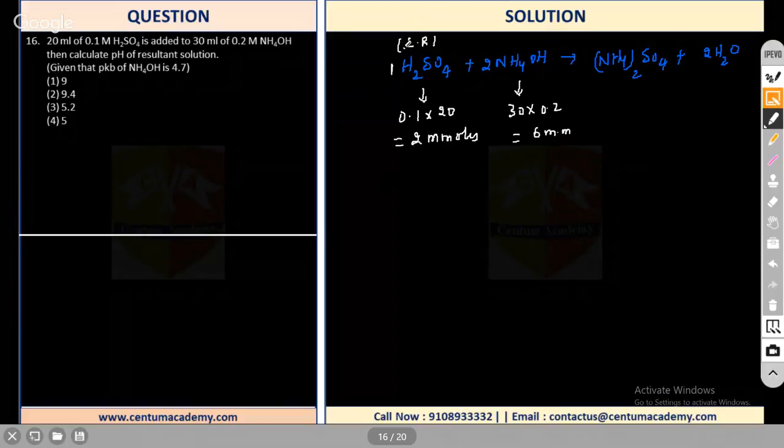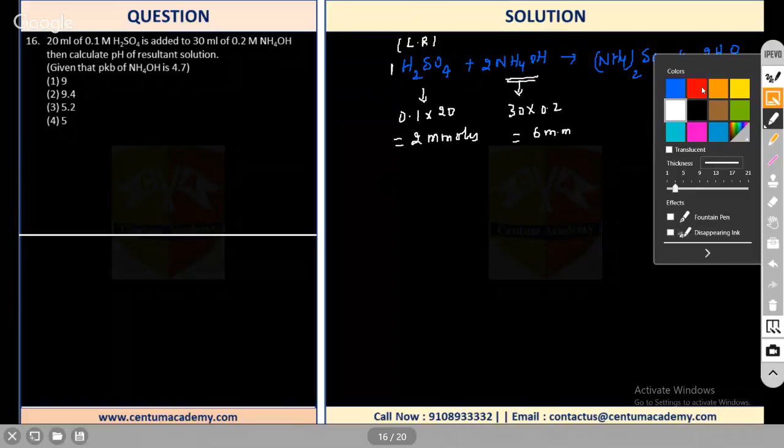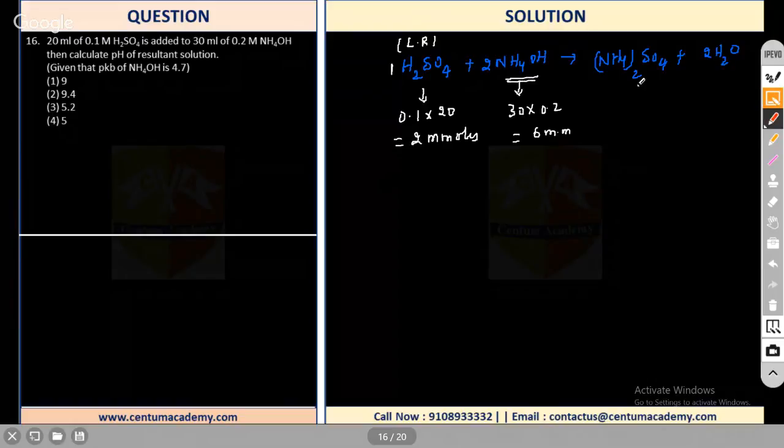When the reaction completes, we have the base NH4OH present, and the salt of this weak base with strong acid. So first of all, the point you have to understand here, as discussed, is that we'll have this salt and we'll have this base.